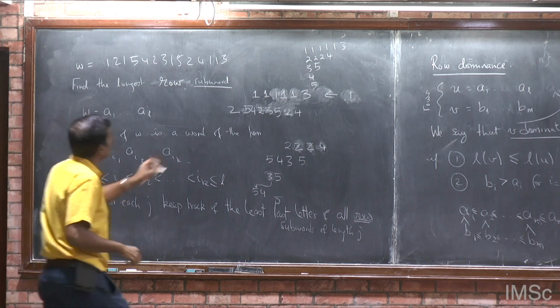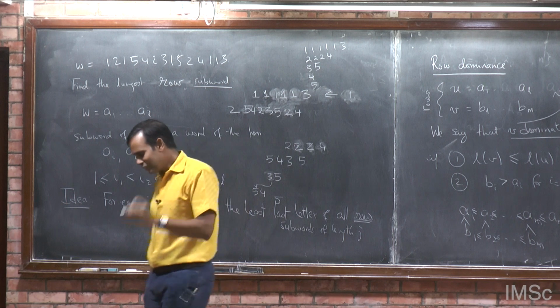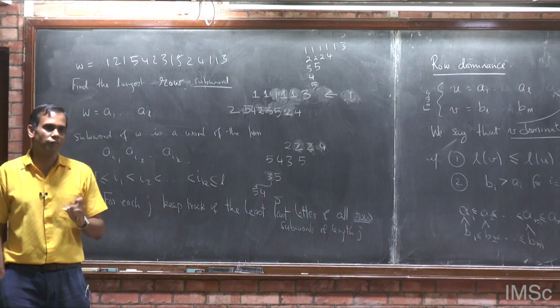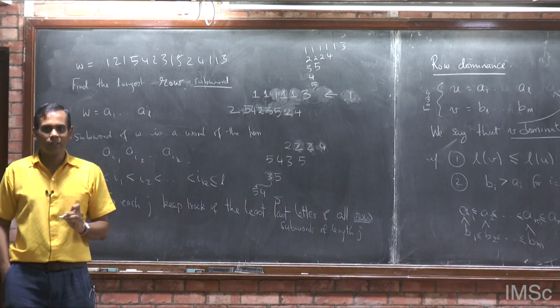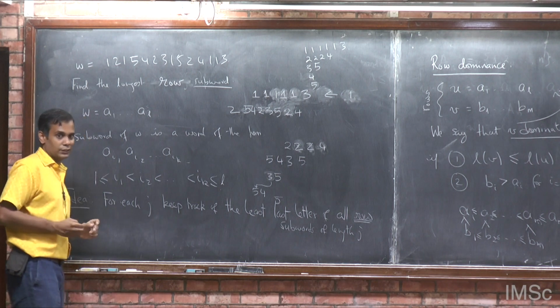But this first row, its length is the length of the longest weakly increasing subword of the word W that you started with. Okay, so this motivates this first algorithm, which I will call the row insertion algorithm.